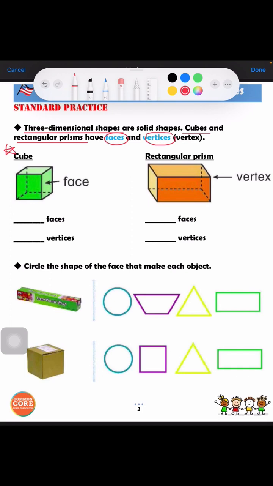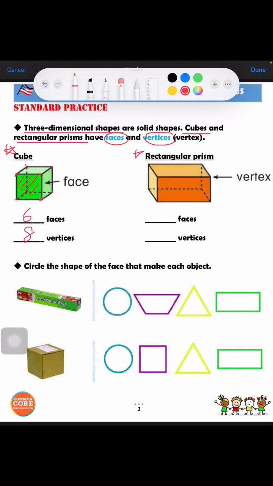So, what is a face? A face is a flat surface on a 3D shape. So this is a face. So how many faces does the cube have? Yes, it has 6 faces. How about vertices? A vertex is a corner where the edges meet. For the cube, it has 1, 2, 3, 4, 5, 6, 7, 8 vertices.